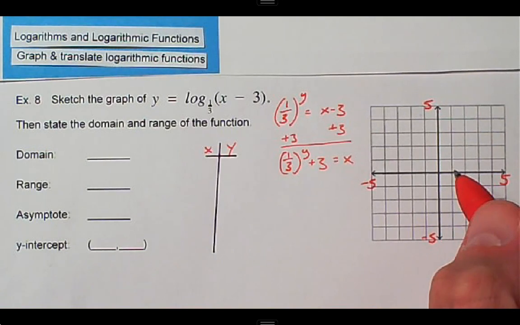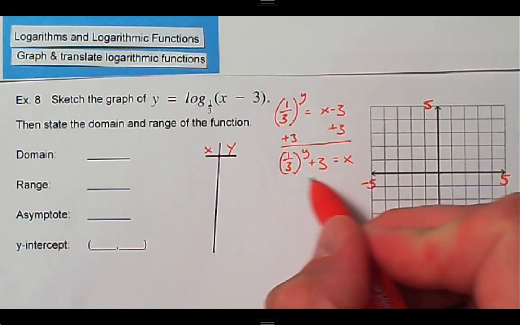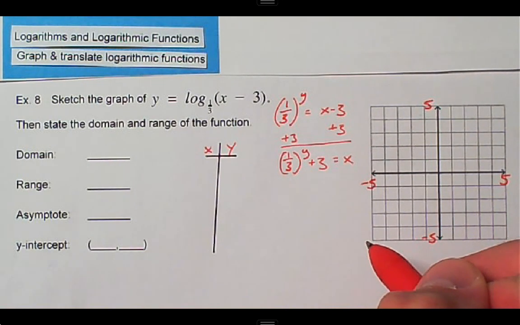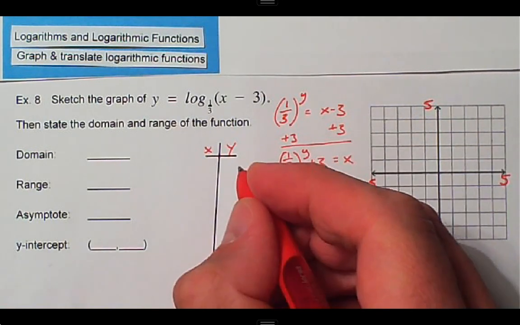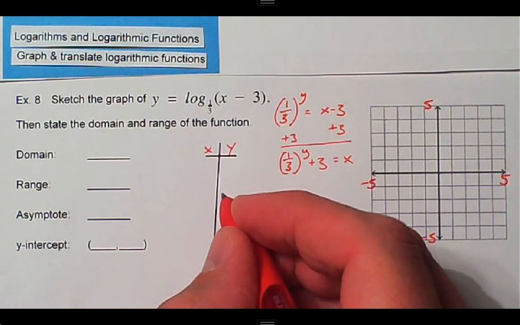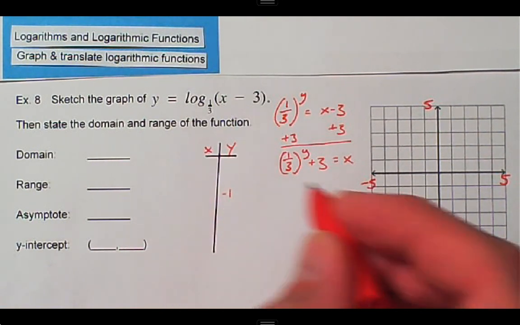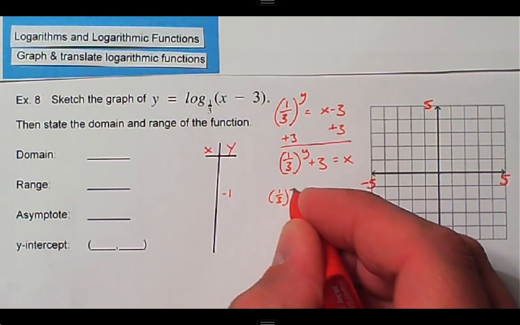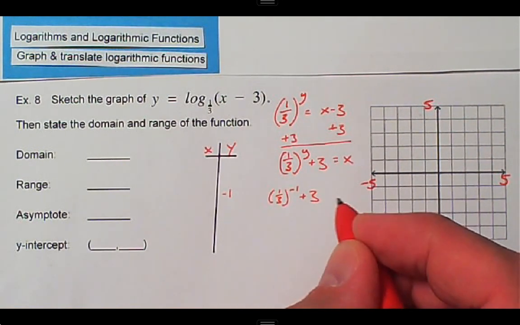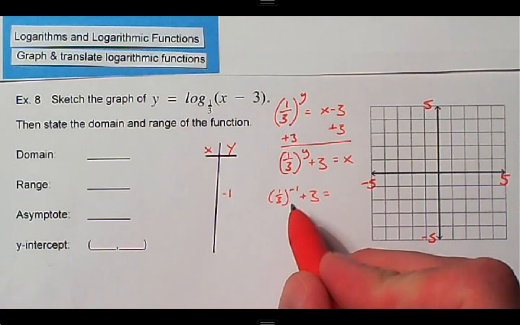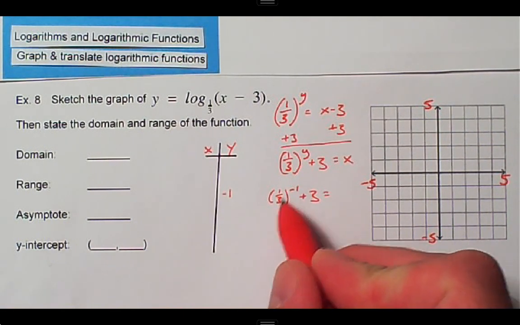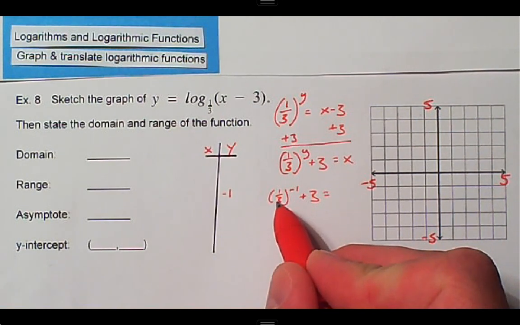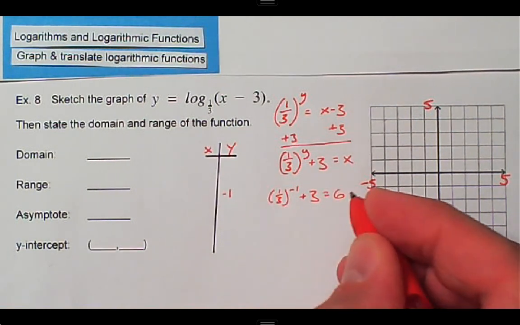And we want to do the same thing again because it's going to be a little bit easier to substitute y values in to figure out what x is. So we can pick the value of -1. So 1/3 to the -1 power plus 3. And what is that going to be equal to? 1/3 to the -1 power, negative flips it, so it becomes 3. 3 plus 3 is equal to 6.